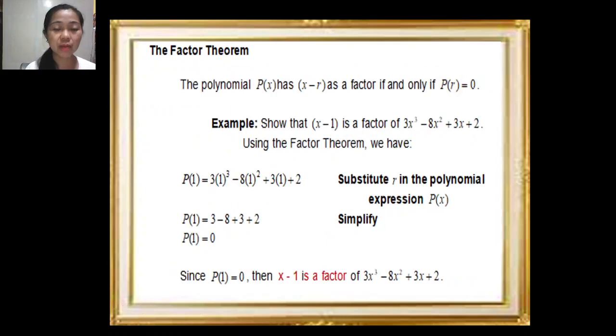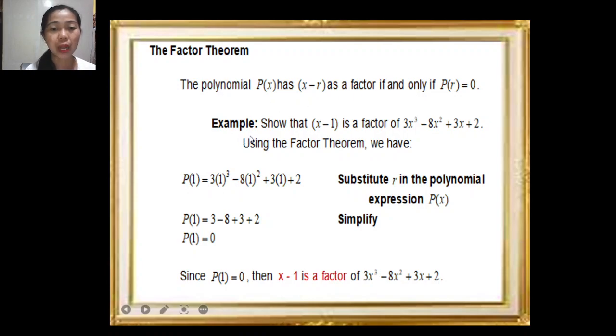Napakadali. Ano naman yung factor theorem? So, the polynomial p of x has x minus r as a factor if and only if p of r is equal to 0. Okay. Ibig sabihin, di ba kanina yung p of r ay remainder. So, if p of r is equal to 0, sabi niya, x minus r is a factor. So, kung yung lumabas mong remainder, nung ginamit mo yung remainder theorem o kaya nung ginamit mo sa synthetic division, ang remainder ay 0, then the divisor or the binomial x minus r is a factor of our polynomial.